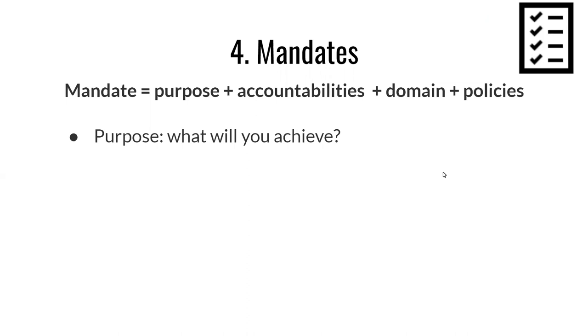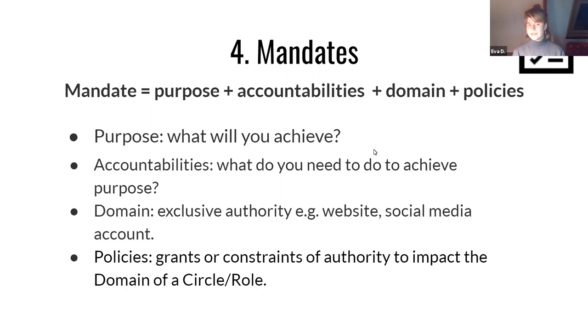So a mandate consists of the purpose of your circle or of a role, and the accountabilities. So what do you need in order to achieve your purpose? And then also your domain, which consists of exclusive authority. So for example, you are the one allowed to change the website and nobody else is, because otherwise it gets a mess. Or the social media account or whatsoever. And then policies are constraints of authority to the impact of the domain of a circle or role. So this really makes clear what kind of different domains and accountabilities are covered, and where there are still opportunities or tensions.